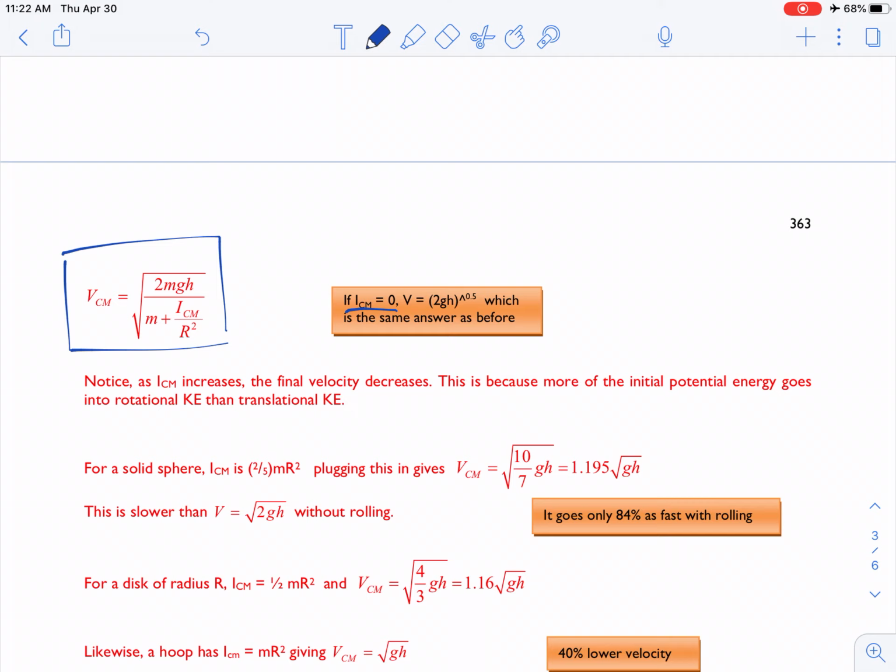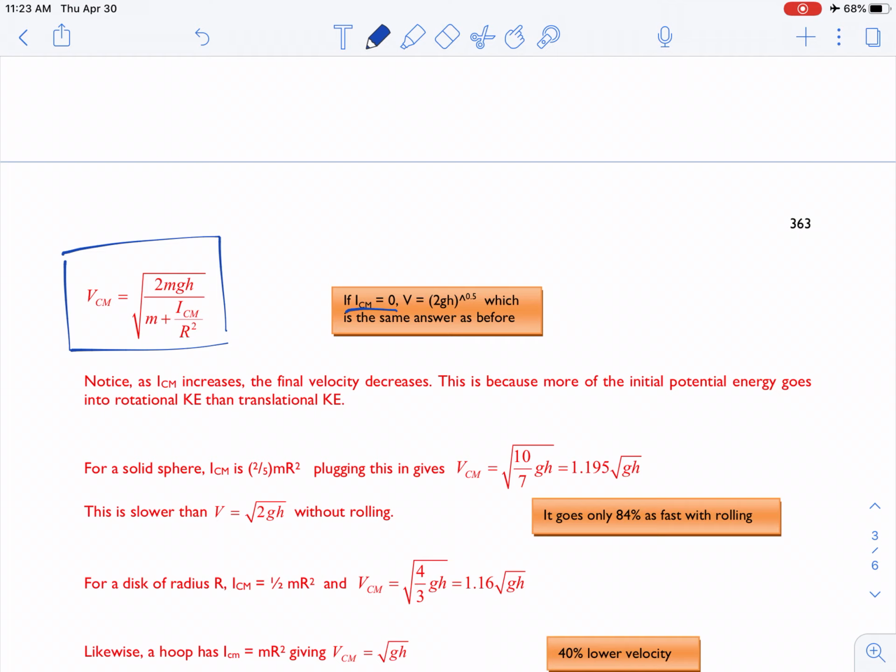So this is a nice check if you did this correctly. So kind of a double checking. Another thing that we should see here is that if we have more moment of inertia, the center of mass velocity will decrease, because more the inertia.